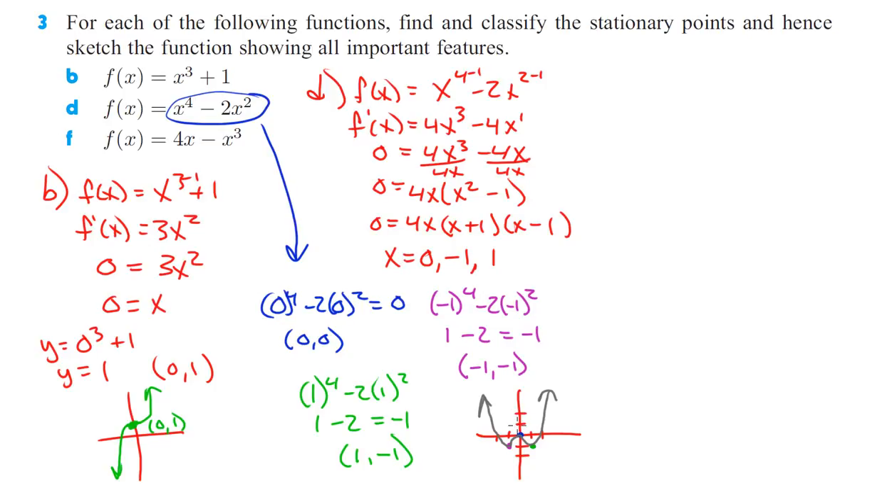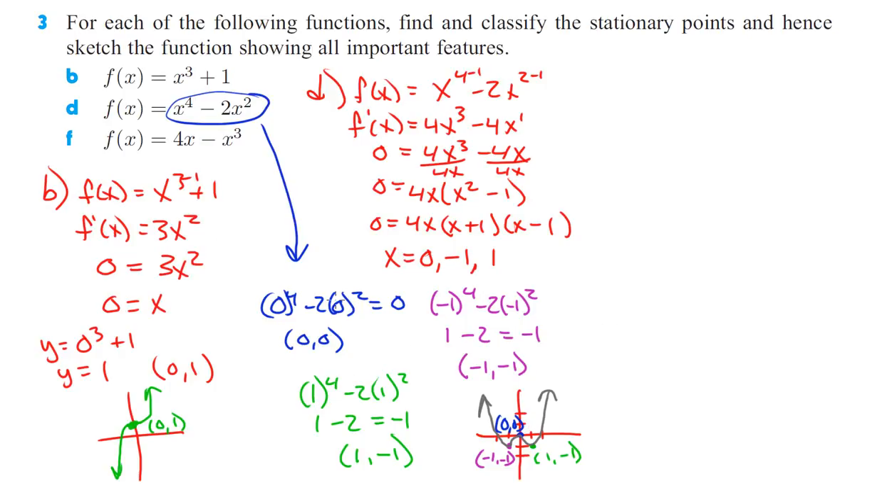So this point here is our 0, 0. Right, this blue one right here, and then that one down there was our purple one here, and that's at -1, -1, right? And then we also have this one here at 1 and -1. Okay, and it says find and classify the stationary points.